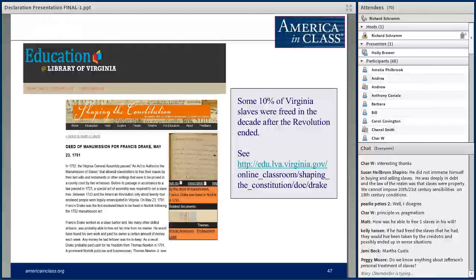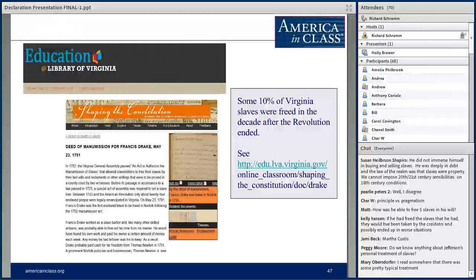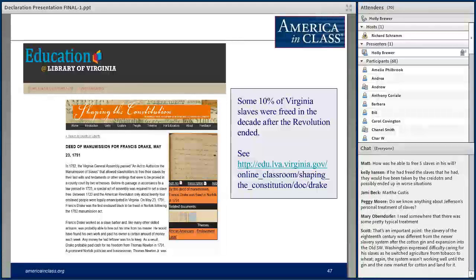We have a question here from Peggy Moore. Do we know anything about Jefferson's personal treatment of slaves? Yes, we know quite a lot. There's been some fabulous work on it, and he seemed to have rarely whipped his slaves. He rarely sold them away. There's one or two cases where, especially in the case of violence of one enslaved person against another, he did sell a couple of people away.